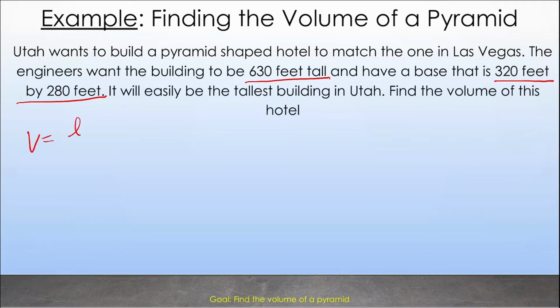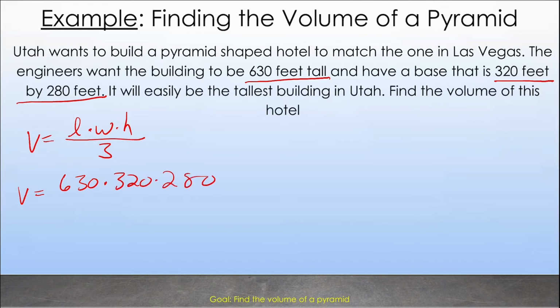So volume is length times width times height, all divided by 3. Okay, we're just going to plug stuff in here. We have 630 times 320 times 280, all divided by 3.